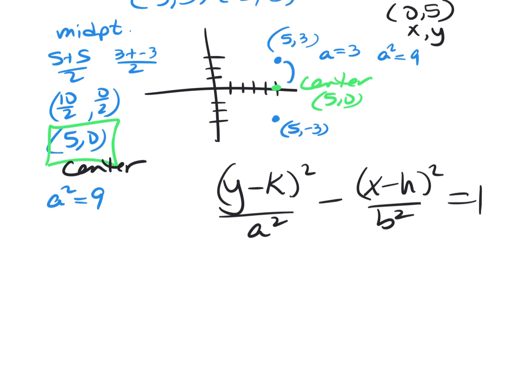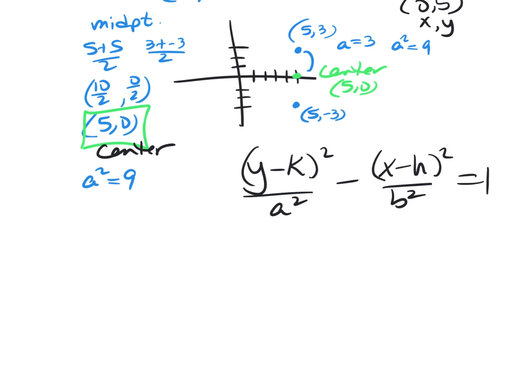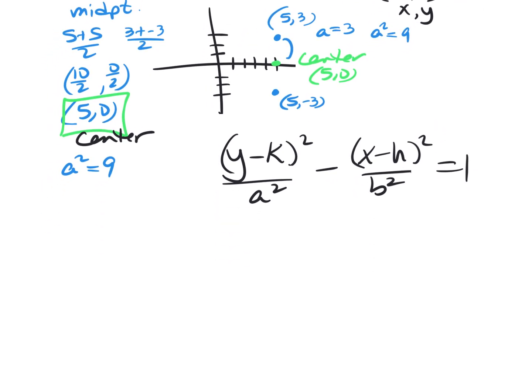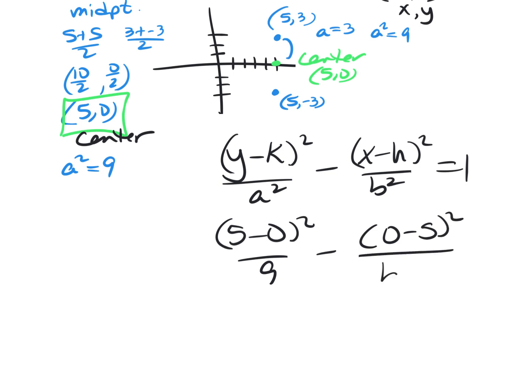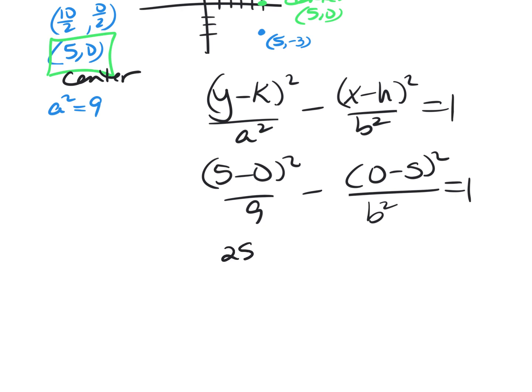I'm going to fill in x, y, and a squared. So I'm going to fill in my y value, which was 5 of my ordered pair. So the point here is what I'm using. So 5 minus 0 squared over 9, which is the a squared, minus (0 minus 5) squared over b squared. I'm going to simplify. 5 squared is 25. Same thing here.